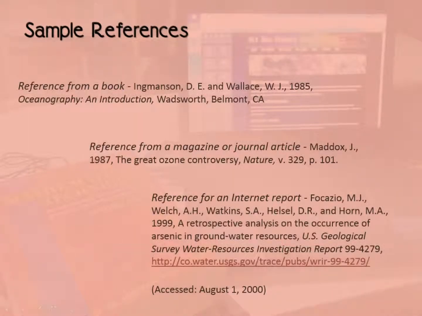So there's a reference from a book, from a magazine, and from an internet report. So all of them show the author or authors, the year that it was written, and then the title. The title of the book or the title of the article. And then for a book, you put the publisher of the book, so the company that published the book. For a magazine, you put the magazine name and the volume or the edition, and also the page number.